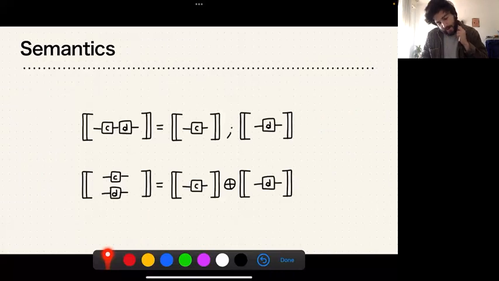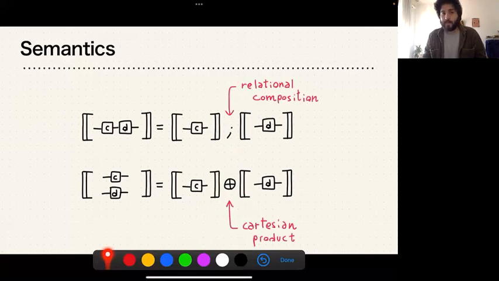Okay, finally, we have the semantics of the sequential and parallel composition, which is functorial. So it basically means that we first compute the semantics of the single parts, and then we put them together via the relational composition, so the sequential composition in REL, the semantic domain, and Cartesian product, so the monoidal product in REL, again, the semantic domain.